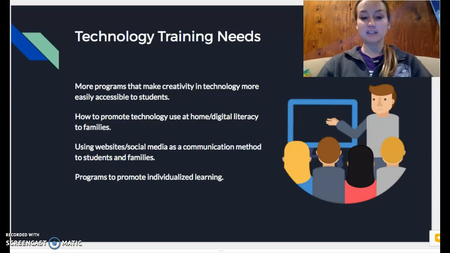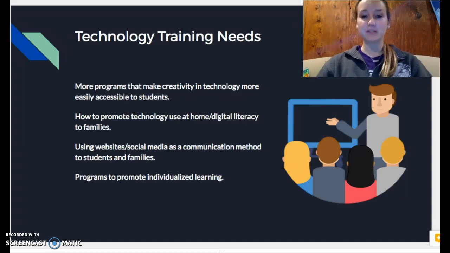So my personal technology training needs. I need more programs to teach me about how to creatively use technology, how to get beyond Google Classroom and Google Docs and get into animation and video making, but things that 10-year-olds can actually do. That's my usual struggle as a teacher: how can a 10-year-old do this?